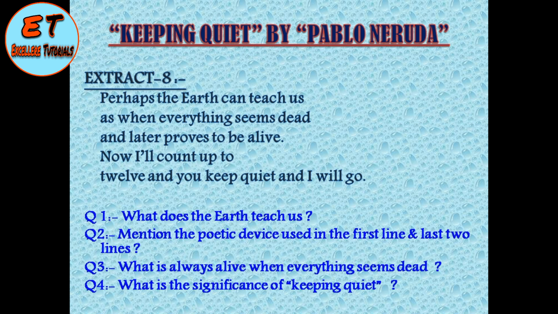Question number 2. Mention the poetic device used in the first line and last 2 lines. Answer. The poetic device used in the first line is personification and last 2 lines is antithesis. Example of personification is earth because the poet has personified earth as mother who teaches her children the lesson of life. Example of antithesis, count and quiet.